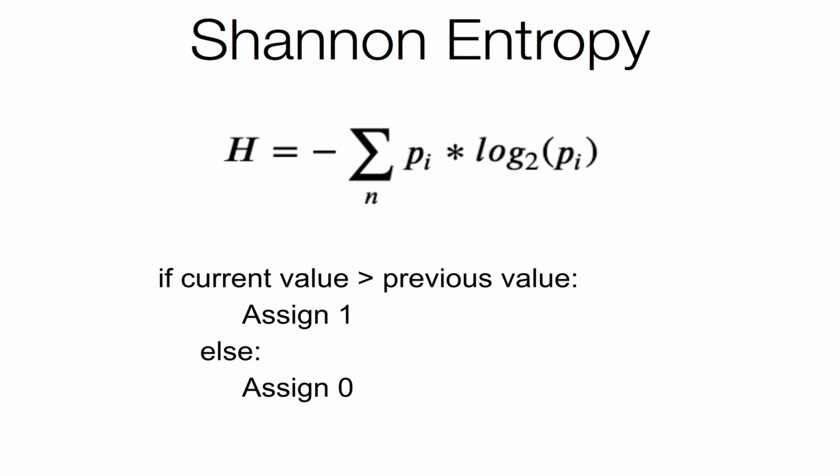To calculate the Shannon entropy for our P&L curves, we need to first convert the data into binary form, the binary bits in a communication system. We are interested in the direction of the movement in the curve, so let's have a look at the pseudocode. If current value is larger than previous value, assign 1, or else assign 0.